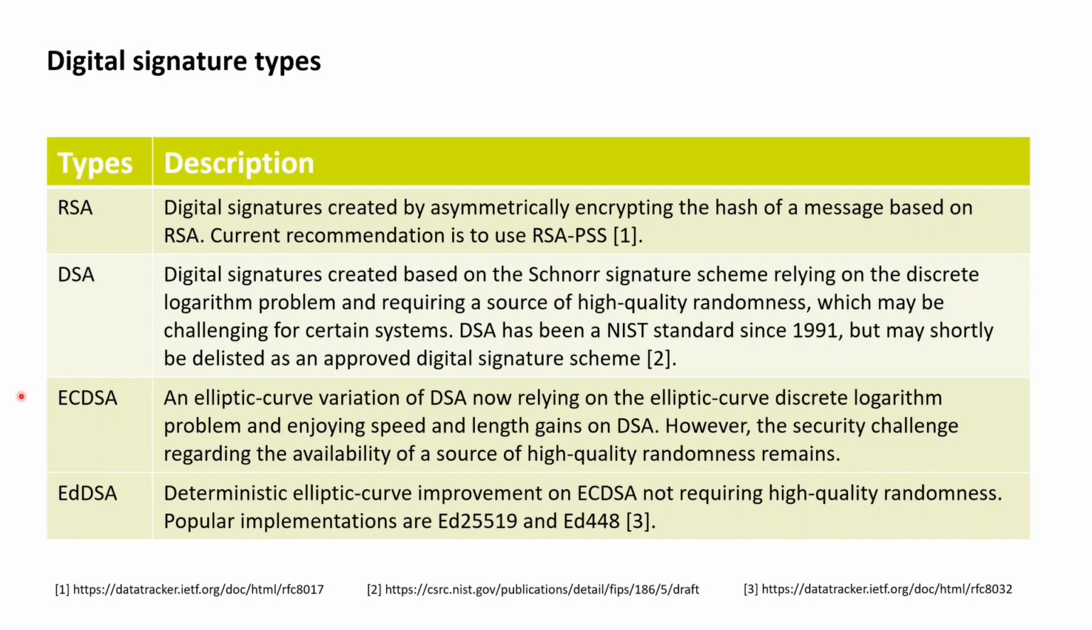In order to not have the security challenge around high-quality randomness, the by now popular EdDSA type of deterministic digital signatures has been developed, which are elliptic curve-based digital signatures, with the two most popular implementations now being Ed25519 or Ed448. This presentation of digital signature types now concludes the presentation of the essentials of cryptography for this course.